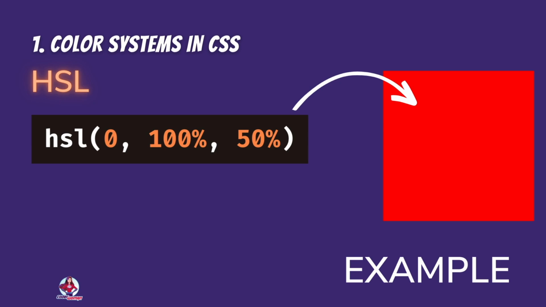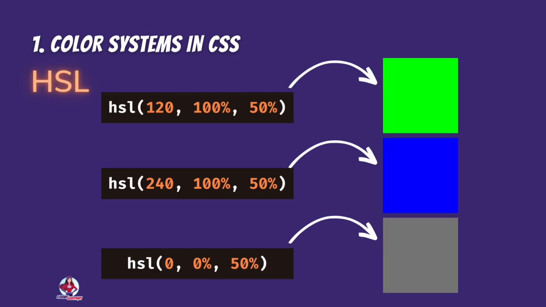This is how you can create a red color using HSL. This means select red from the color wheel, 0 degrees, make it fully saturated, 100%, and set its lightness to the middle value, 50%. If you want to create different colors, just change the values. HSL is not very commonly used in web development. The most popular are hex and RGB.